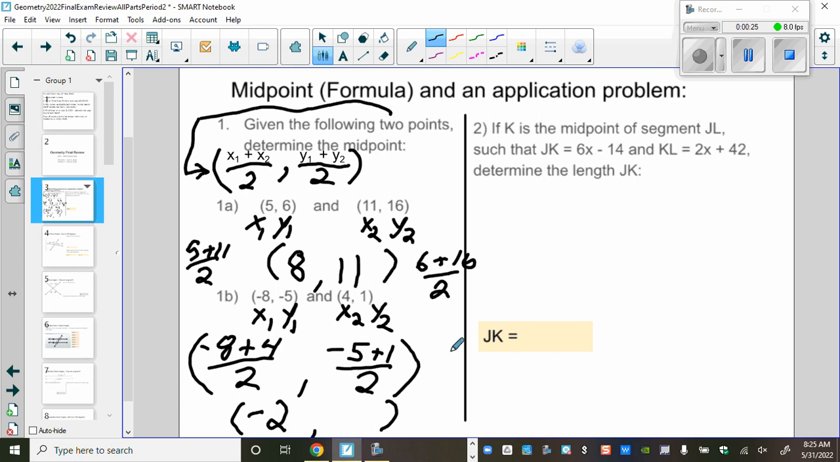And then anybody get the other one? Negative 5 plus 1 divided by 2. Negative 2. Yep, it's both negative 2 in this case. Good. Questions?